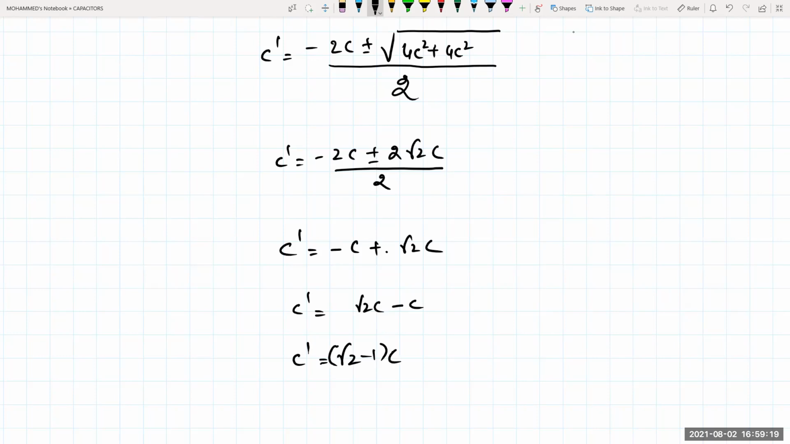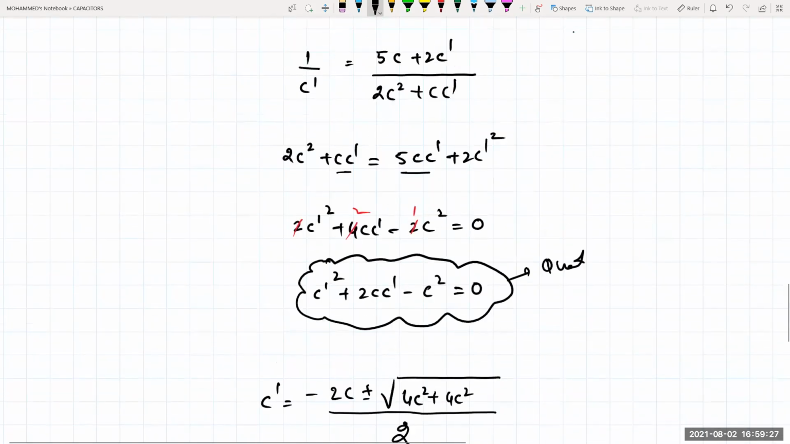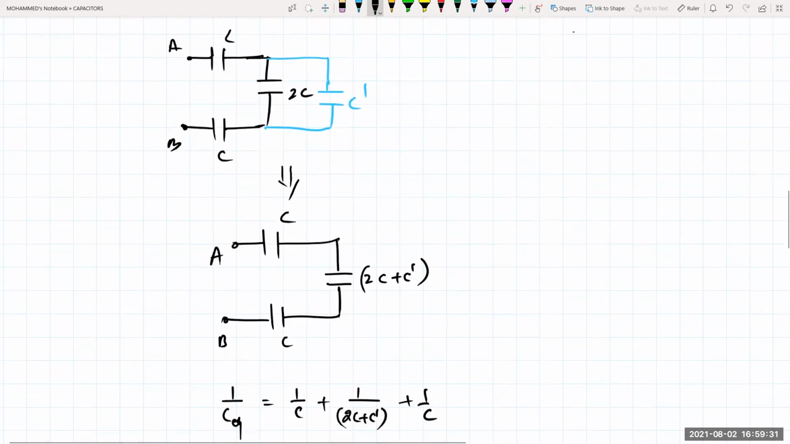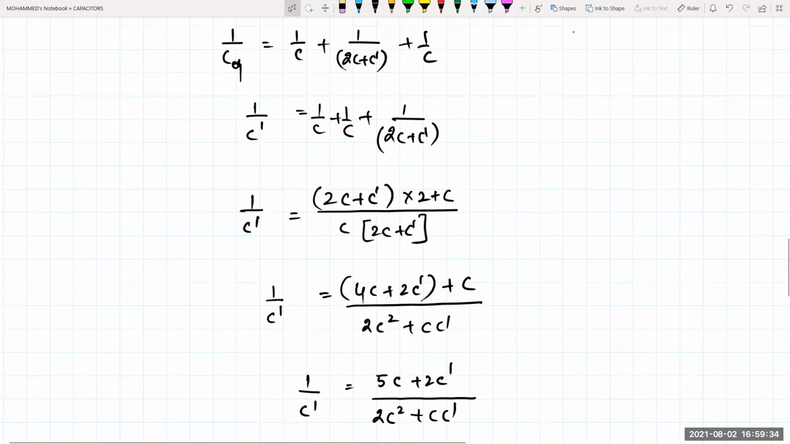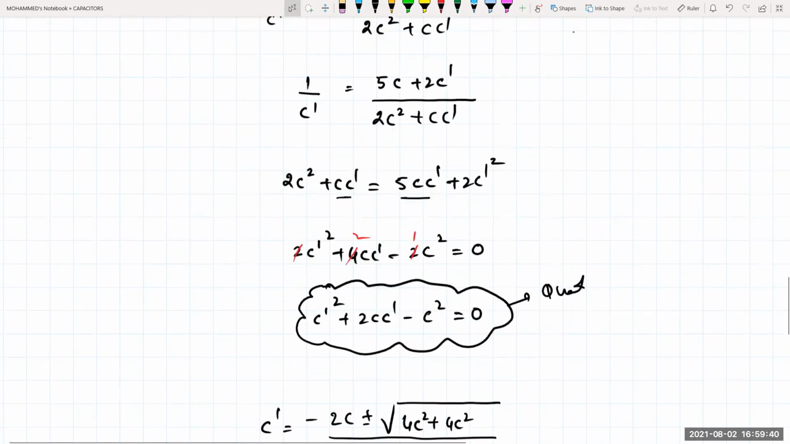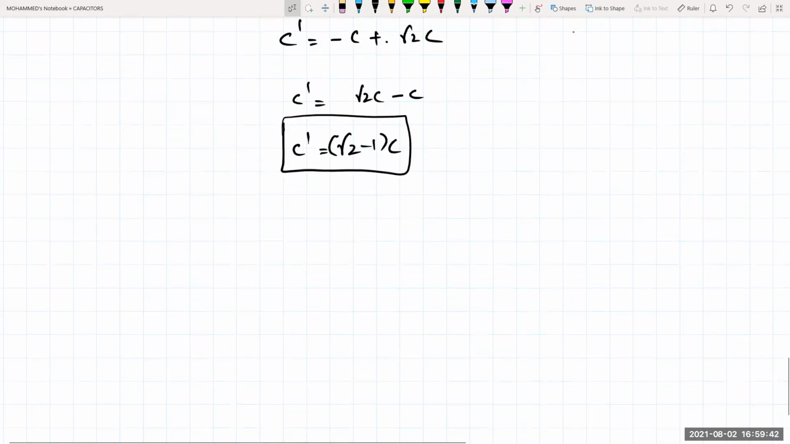So c dash will become root 2 minus 1 into c. When infinite number of resistors or infinite number of capacitors are given, try to remove the repeating sections. While calculating the effective value, whatever name you are given, the same name you should also give for the effective part of the equation. I'll just write that one better.